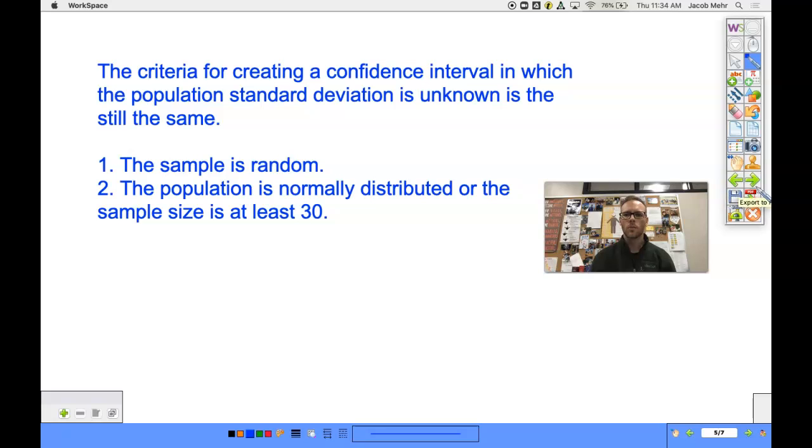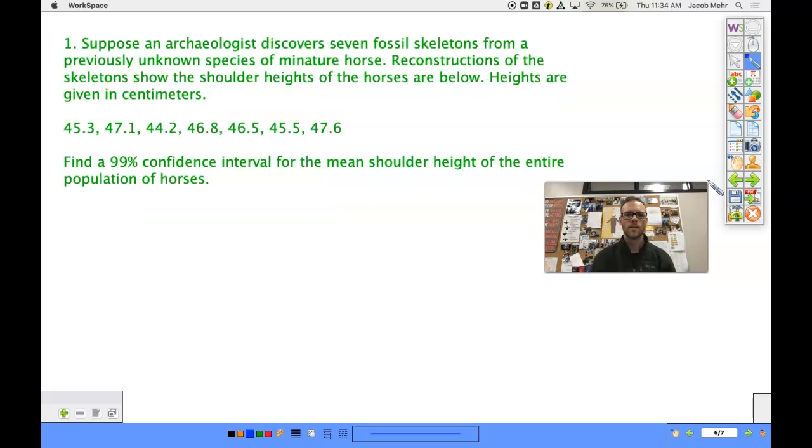Is the population normally distributed or the sample size at least 30? Well, our sample size is only 7, so we need the population to be normally distributed. And we don't have that information here. So if you got this problem, okay, I would expect you to say, Mr. Mayor, I don't think that we can perform a confidence interval calculation because we don't know the population standard deviation, the population is normally distributed, and we don't have a sample size of 30. All right, so we want to make sure that we're checking that. Okay?